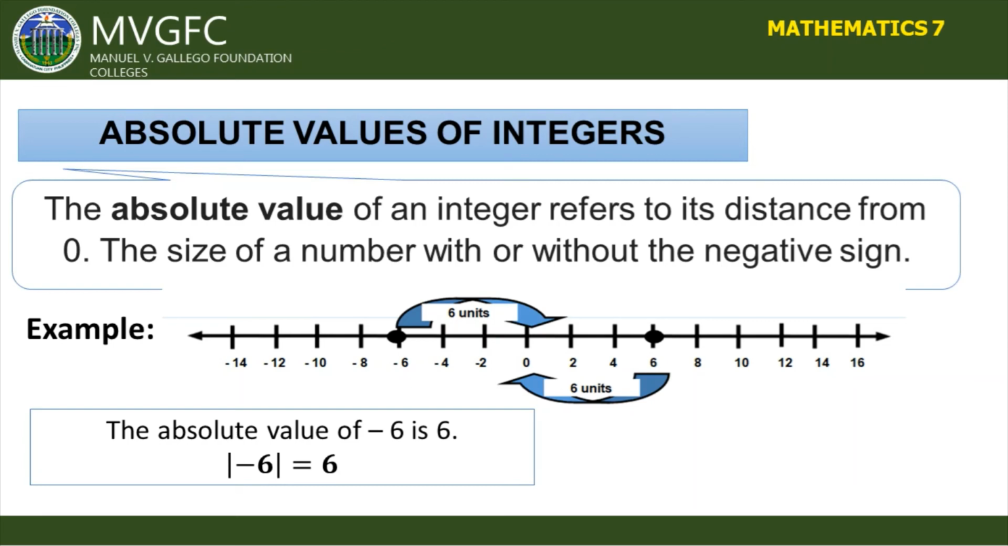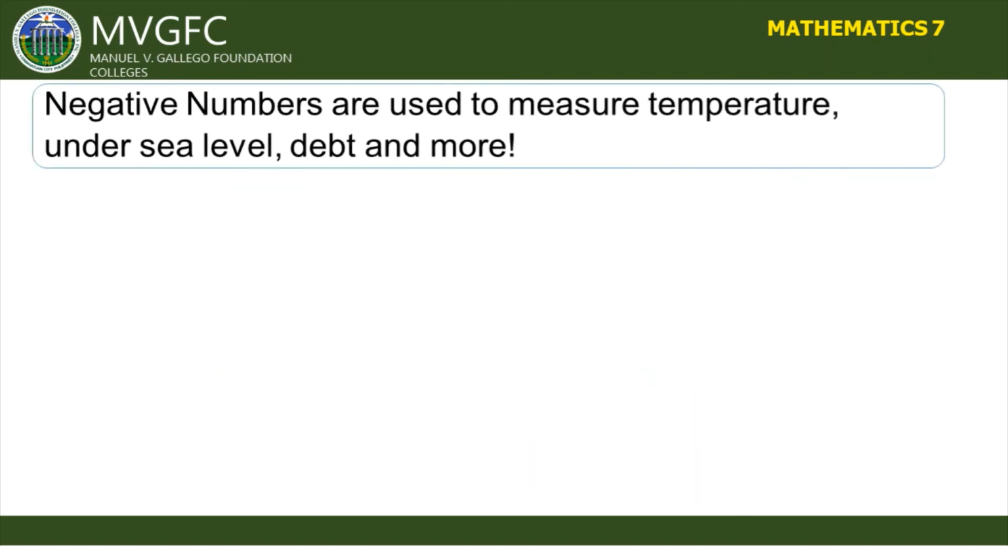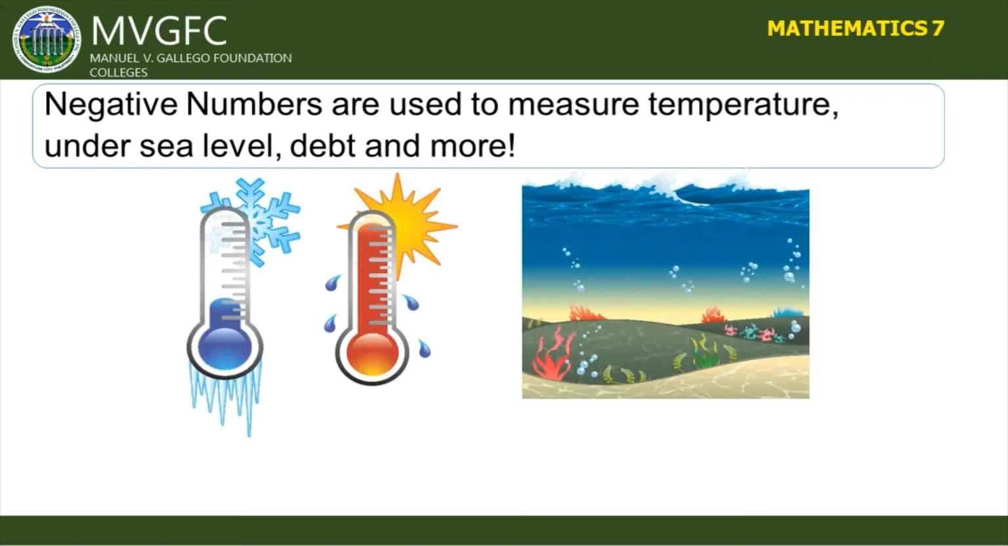You need to move 6 units to meet +6, and once again, you need 6 units to meet at the -6. So actually, negative numbers are used to measure temperature, undersea level, depth, and more. There are so many negative numbers and even positive numbers.